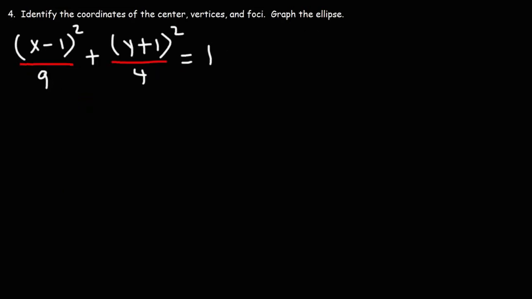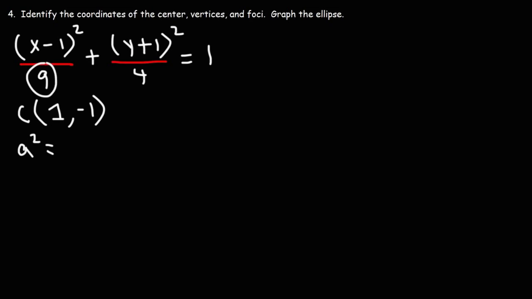Number 4, identify the coordinates of the center, vertices, and foci. And then we'll graph the ellipse. So let's begin with the center. So here we have a negative 1 in front of x. We're going to change it to positive 1. And here we have a positive 1 in front of y. So this will become negative 1. So the center is at 1, negative 1.